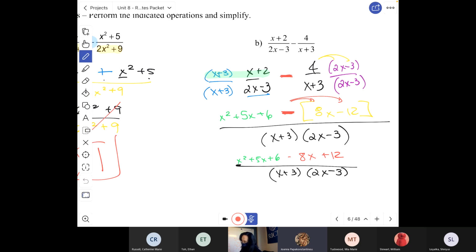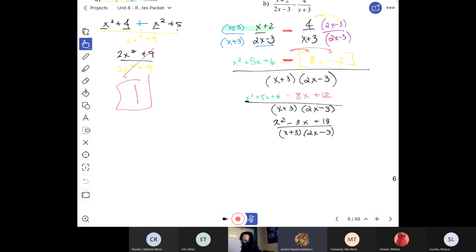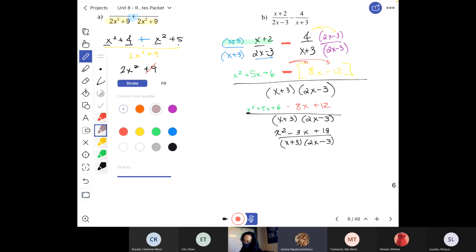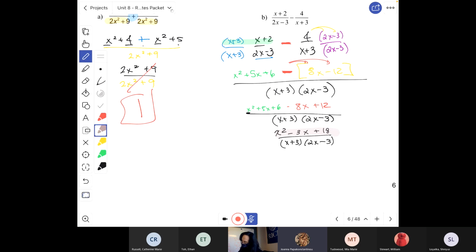Is there another x squared? No. Am I done? No. No, because what can I do? Well, I want to see if I can factor that numerator and maybe get something that reduces with one of those factors in the denominator? Yeah, let's do that. That would be my instinct. Let's factor that. What are the factors? x minus 6. Wait, hold on. That doesn't work because 18 is positive.